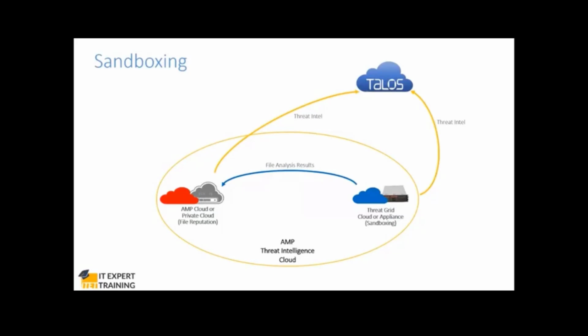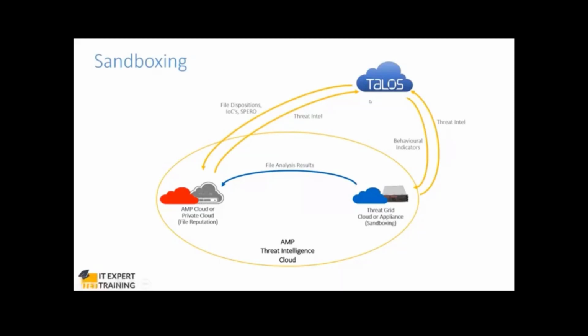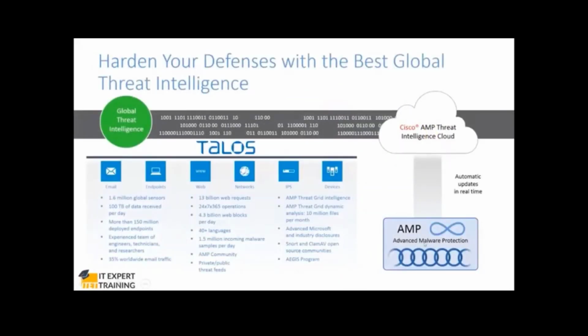So Talos also is the main one for the malicious file in the AMP, creates IOC and payload detection, and writes code for the threat grid. So here you can see. Okay. So this is how it works, the Talos.